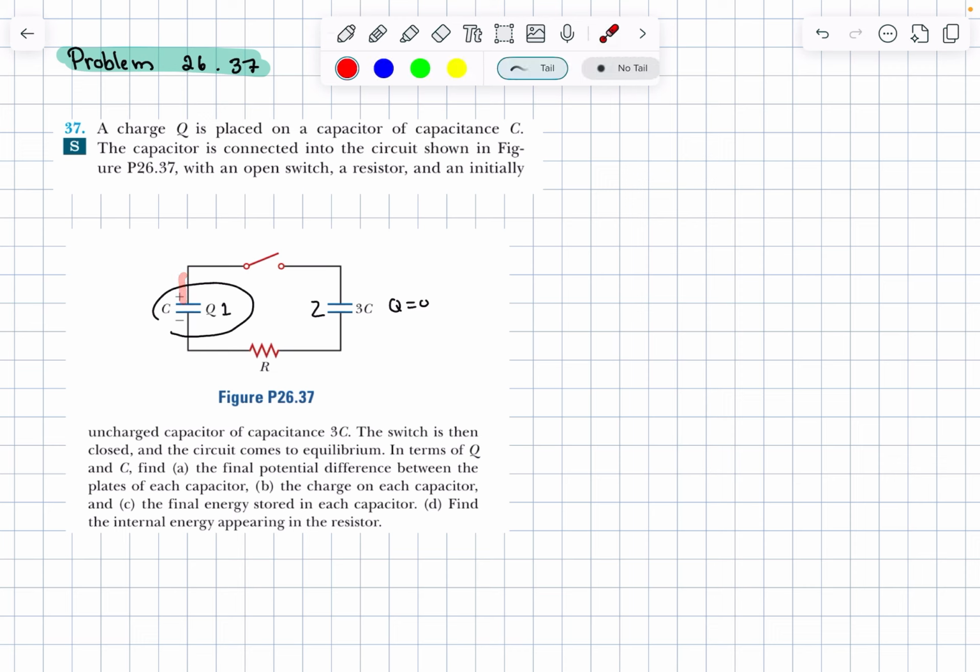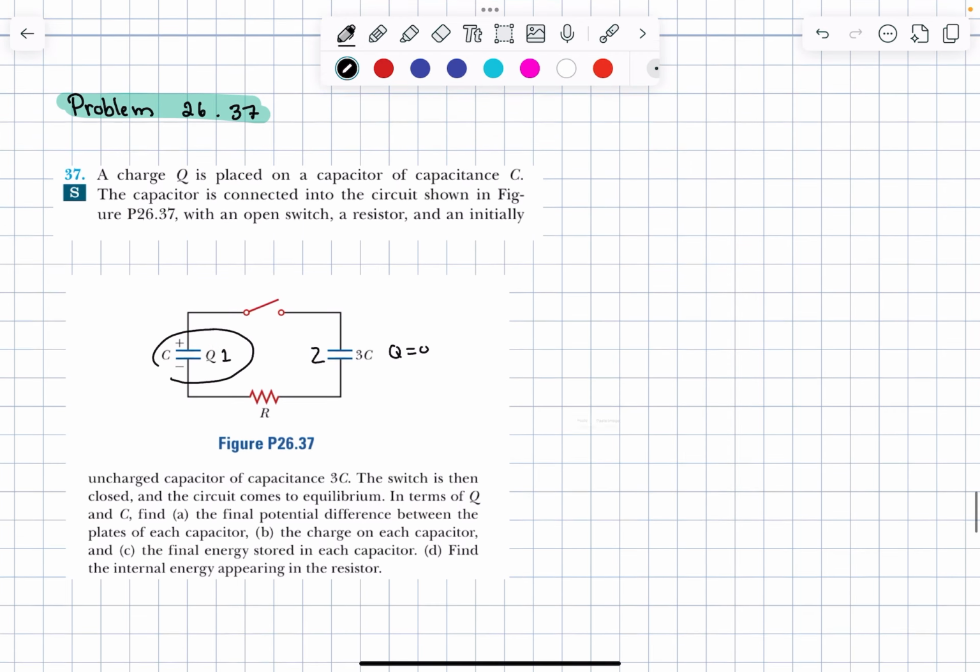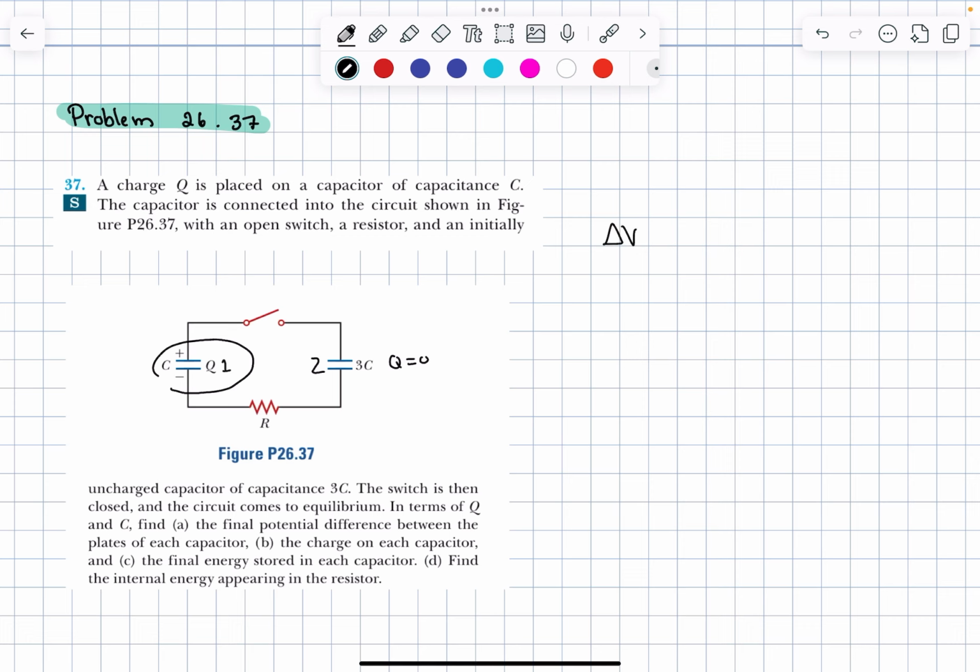So we see how the charge moves from here to this plate here. And we're asked to find the final potential difference between the plates of each capacitor. So we want to know what is delta V here, what is delta V here. Now let's go ahead and write the equations that we already know. So we know that delta V is equal to Q divided by C. And later on, we're going to need to know U, the energy stored on a capacitor, is 1/2 C delta V squared.